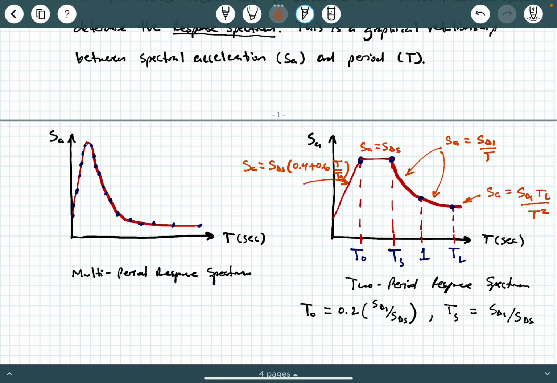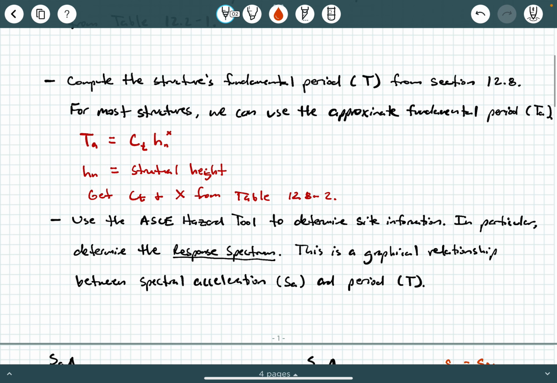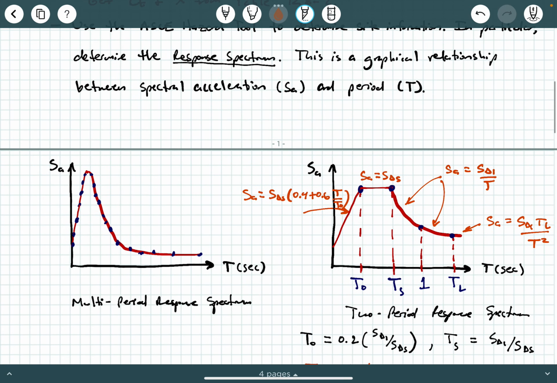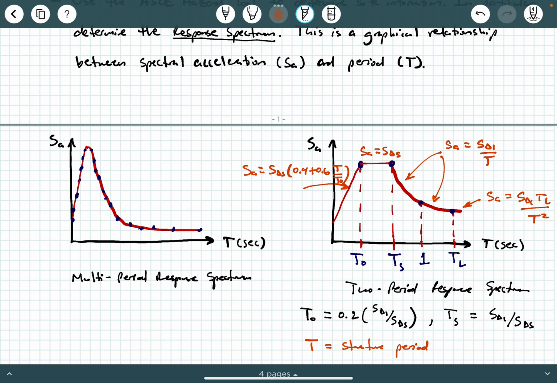But what is T, regular T? Well, regular T is the structure period. And guess what we can use most of the time for T? That TA we calculated here, okay? So basically what you're doing is you're using the period of your structure, which we are calculating based on that TA equation, and you enter into this response spectrum, and you come up wherever you land on that curve, and you extract your spectral acceleration SA.